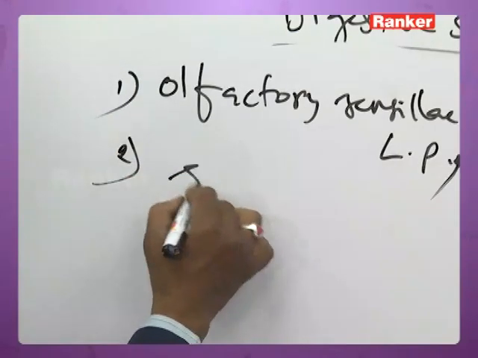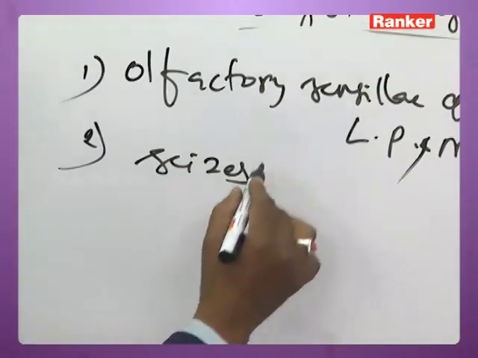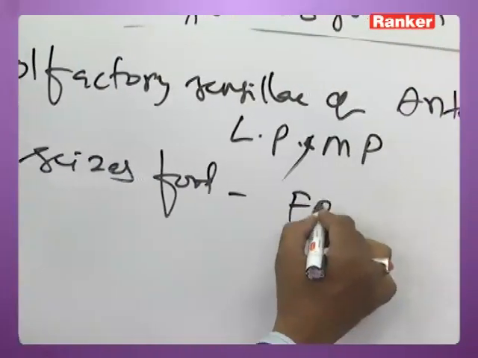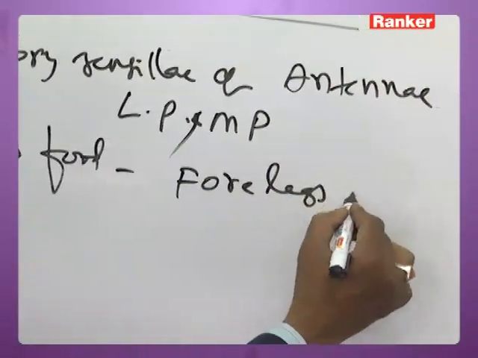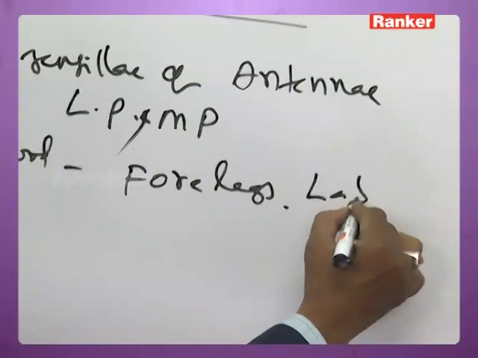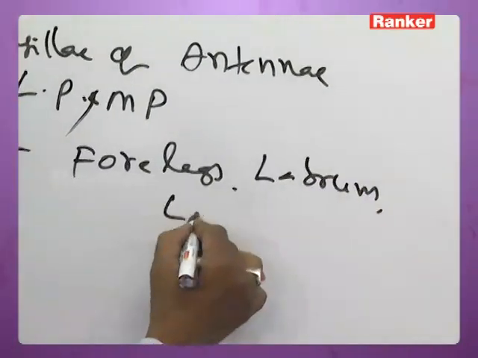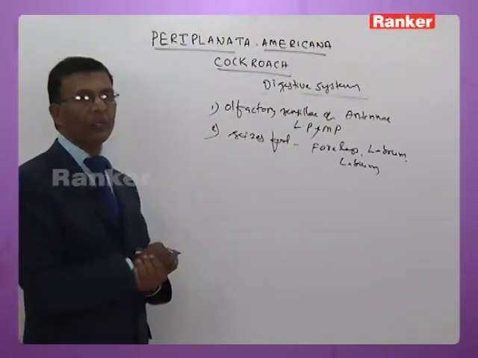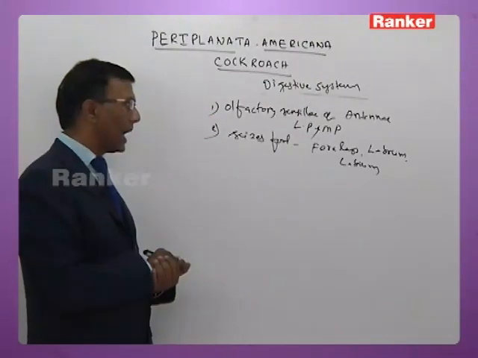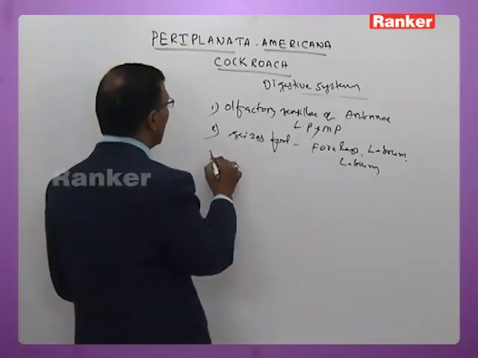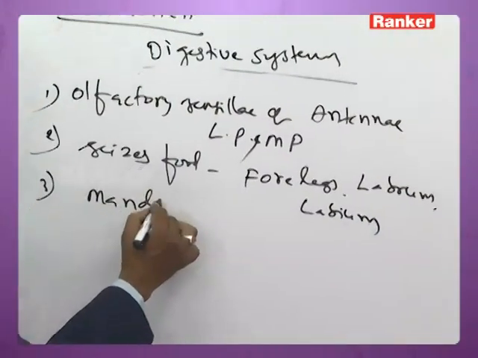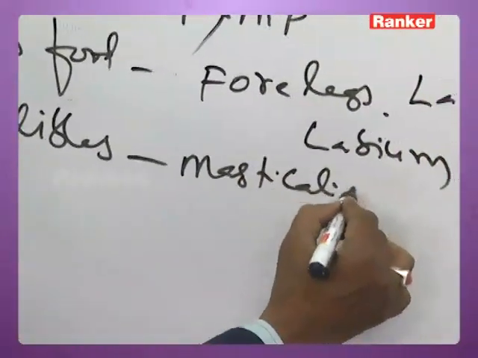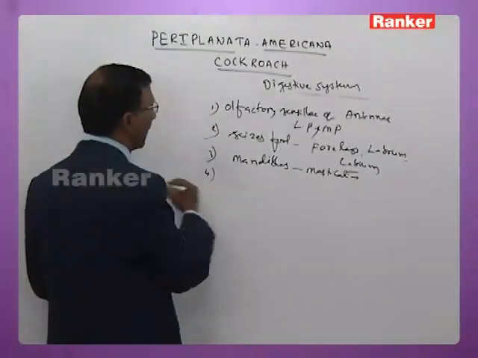Then later on it seizes or grabs the food with the help of forelegs, labrum and labium. The next, mandibles are meant for mastication of food.